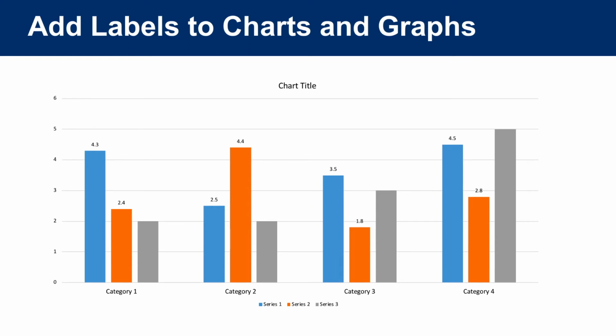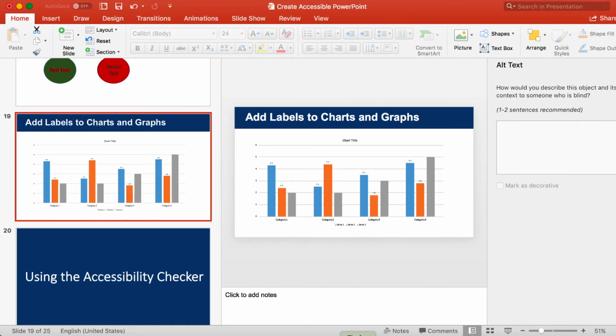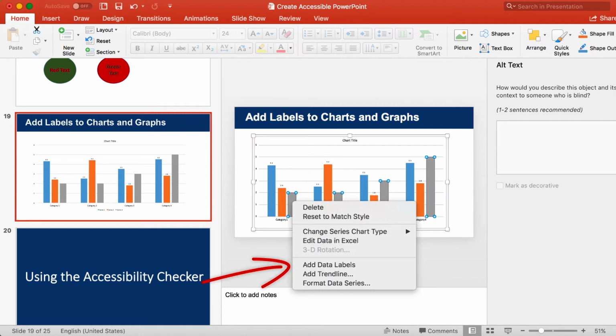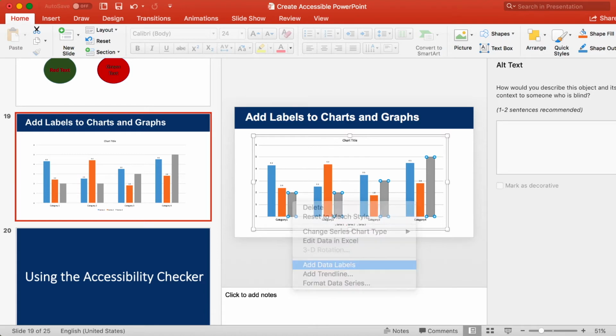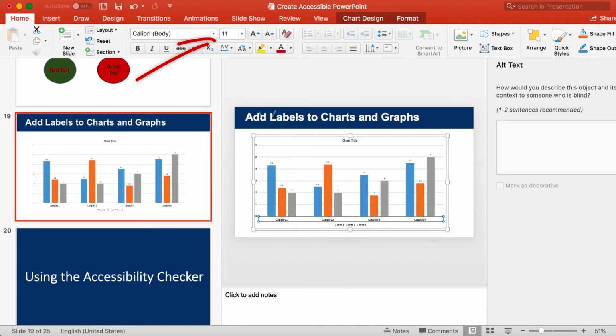Also, adding data labels to charts and graphs is a universal design function that improves the experience for all users. So to add a data label, right-click the series indicator and choose Add Data Labels. Increasing the font size of the label is also useful for many individuals, and it makes the content easier to read. Select the label and go to the Increase Font Size button on the toolbar.